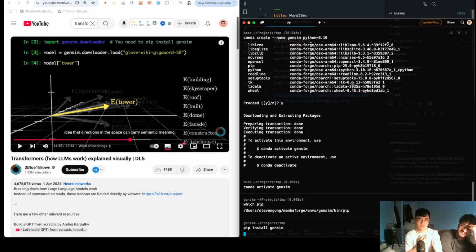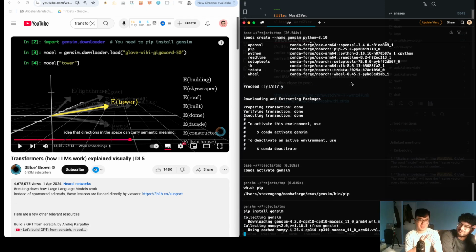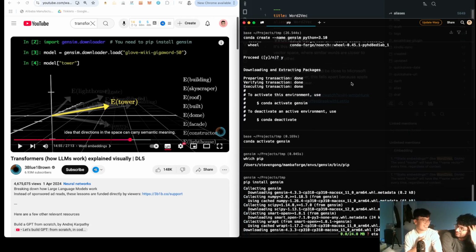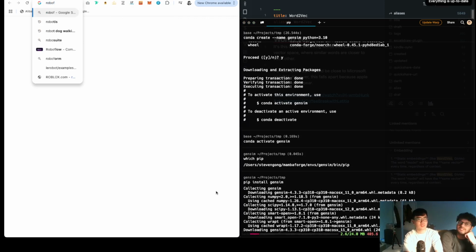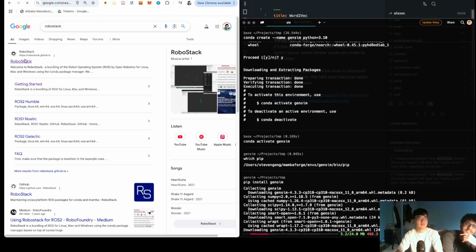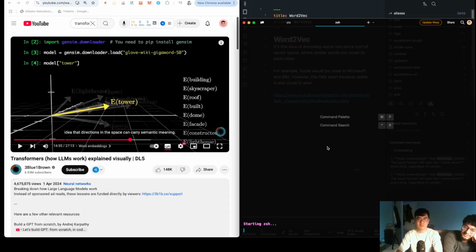Yeah, Mamba is because I was trying to run ROS on Mac. I tried that before too. The Robo Flow. No, Robo Forge, I think. Robo Stack. Oh yeah, and then that's very slow. I do have ROS.